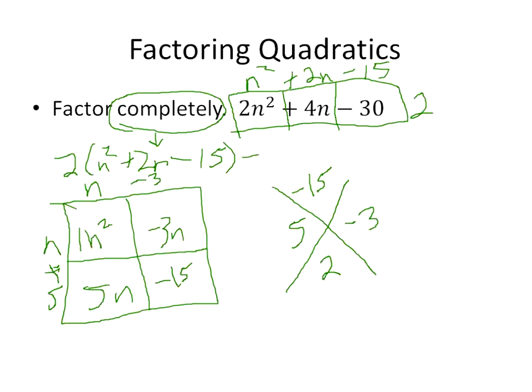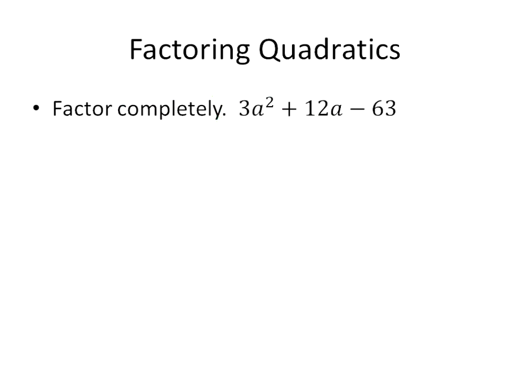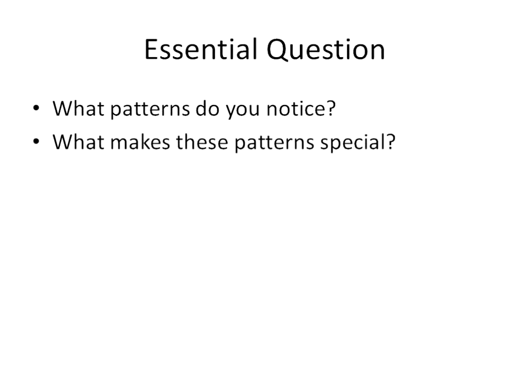So when it's completely factored, I have the 2 that I had from before, times n minus 3, times n plus 5. And so now I have a completely factored polynomial there, and trinomial. Okay? So I'm going to skip that because it's the same kind of thing.